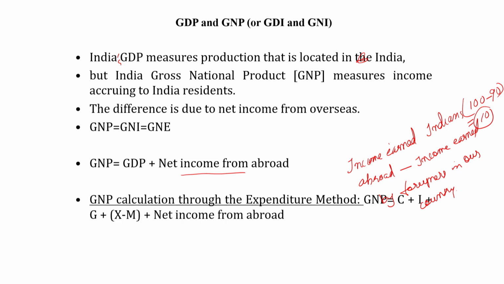So using the expenditure method, how to calculate GDP? Using the expenditure method, we measure GDP as C plus I plus G plus export minus import. Then using the expenditure method, we can calculate GNP like this: simply GDP plus net income from abroad.